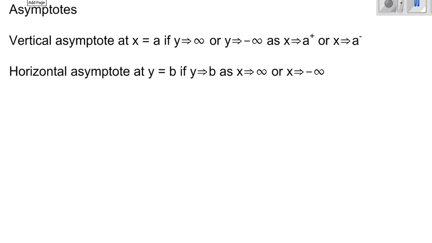A unique feature of rational functions is asymptotes. A vertical asymptote is when y goes to infinity or negative infinity, when x goes to a certain point from either the right or the left. And you can also have a horizontal asymptote if y goes to a certain value as x goes to infinity or negative infinity.